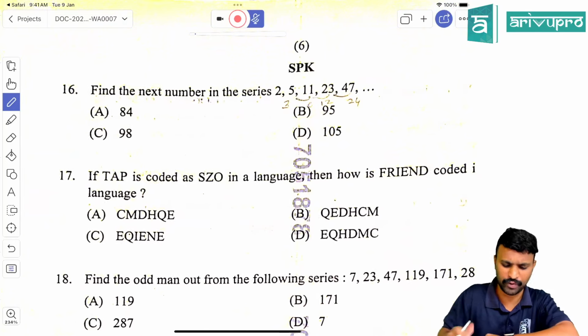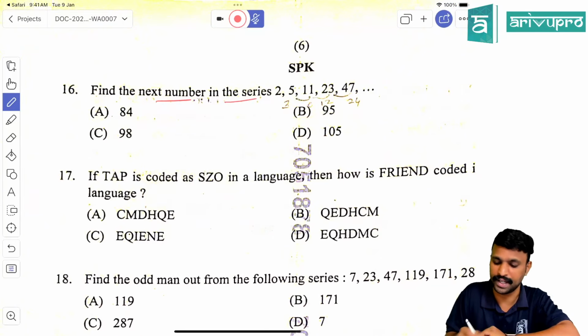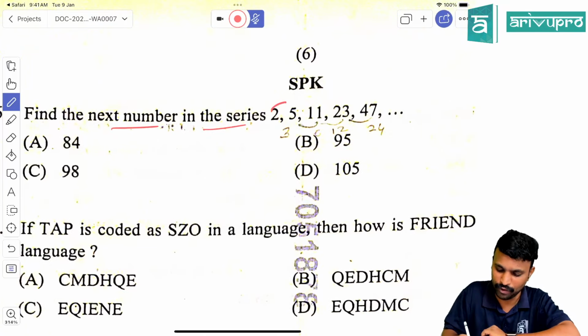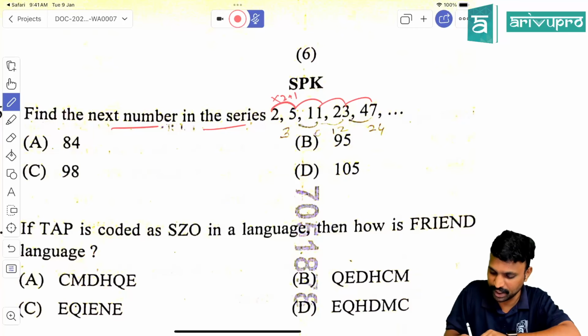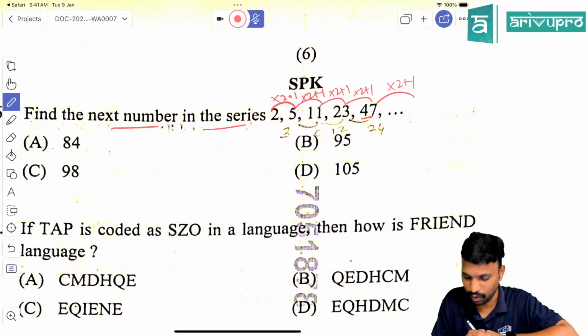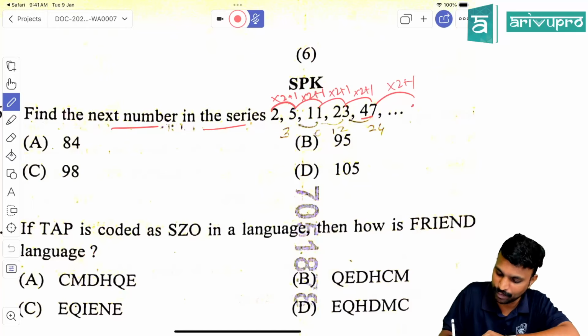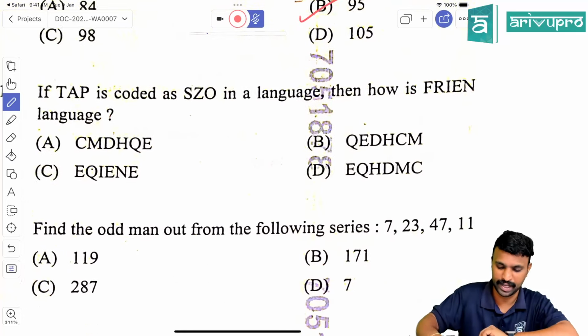Guys, moving on to the next question. Find the next number in the series. If you observe this carefully, 2 to 5, 5 to 11, 11 to 23, and 23 to 47. You can see 2 into 2 plus 1 is 5. Obviously 2 times 2 is 4, 4 plus 1 is 5. 5 into 2 is 10, 10 plus 1 is 11. 11 into 2 is 22, plus 1 is 23. 23 into 2 is 46, plus 1 is 47. So obviously into 2 plus 1, 47 into 2 is 94. 94 plus 1 is 95. So option B is the right answer.